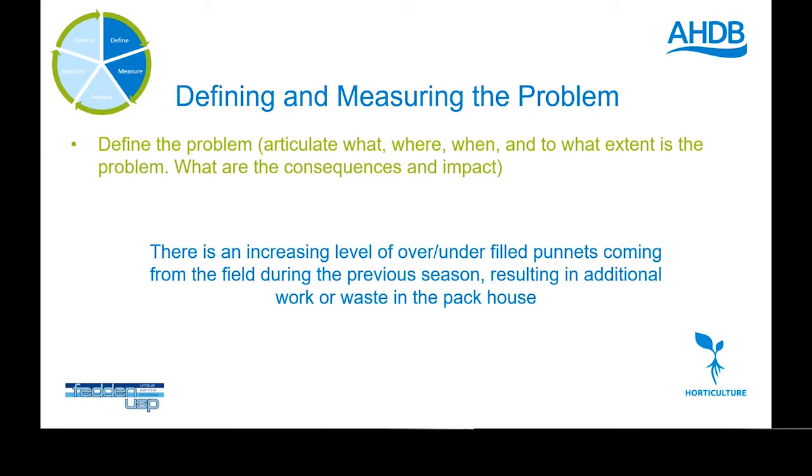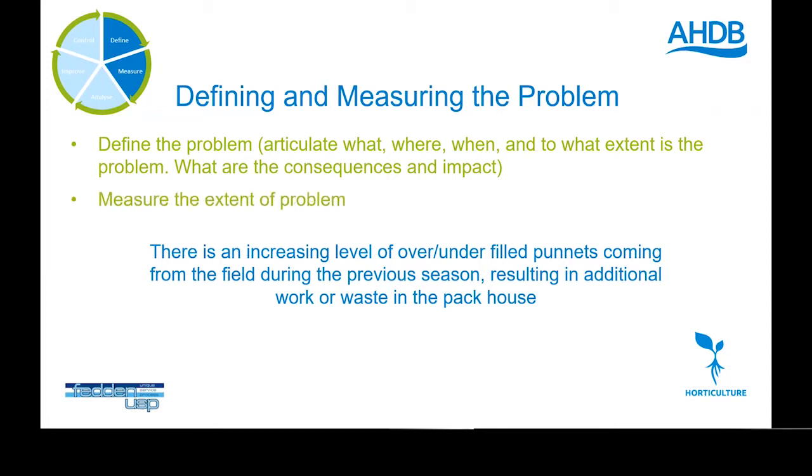So we want to try and articulate what the problem is, where it's happening, when it's happening, to what extent it is a problem, and the consequences and the impact. I've made up a problem statement at the bottom there as an example. There's an increasing level of underfilled punnets coming from the field during the previous season, resulting in additional work or waste in the pack house. That's a generic problem statement that's just saying we've got a problem and we're trying to describe what that problem is. That is what we're doing within problem statements.